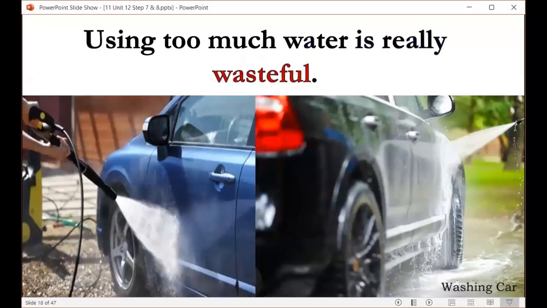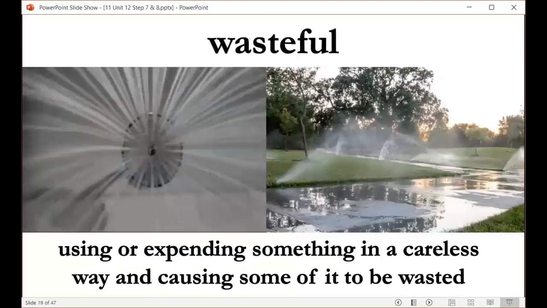The next word is wasteful. Look at the picture. They are washing their car, but it's wasteful of water. Using too much water is really wasteful. Then wasteful means using or spending something in a careless way and causing some of it to be wasted. Okay?